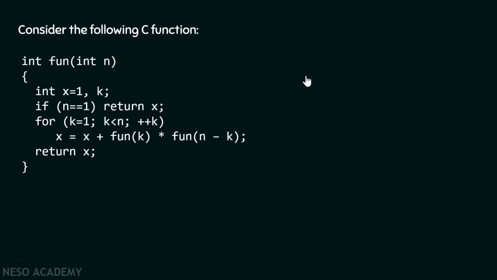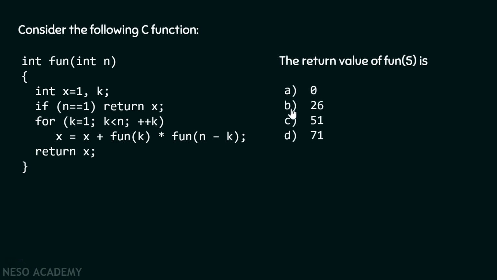You need to determine the return value of fun5. Is it A, 0? Is it B, 26? Is it C, 51? Or is it D, 71? This question has been asked in GATE 2015, set 2. I would encourage you to please pause the video for a while and try to answer this question on your own.